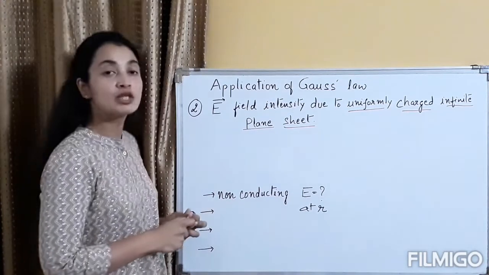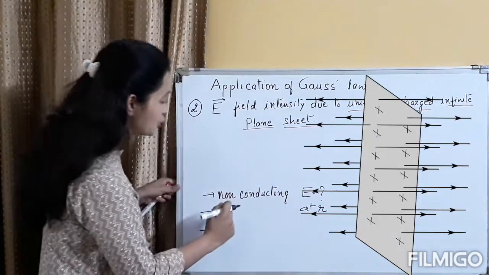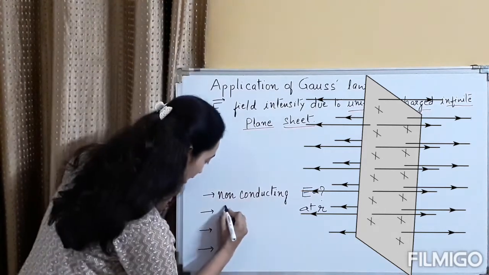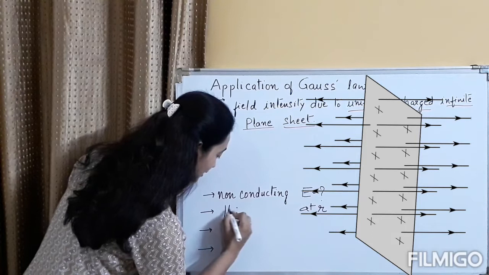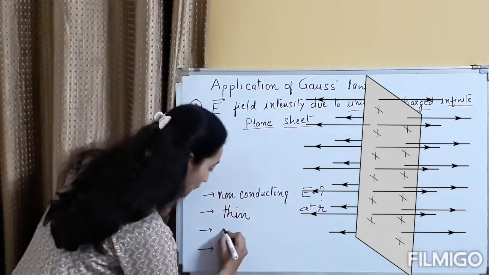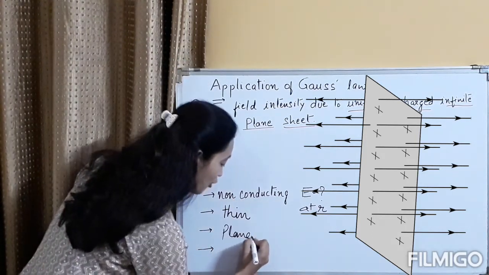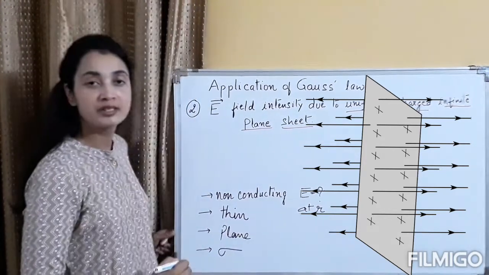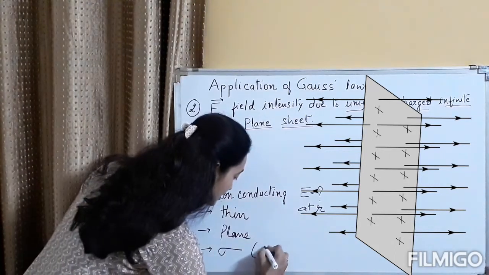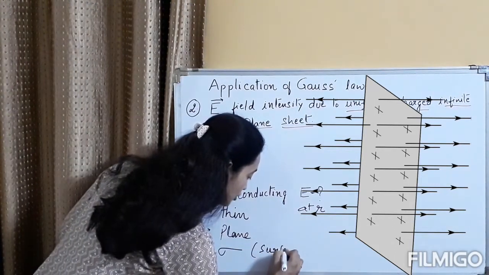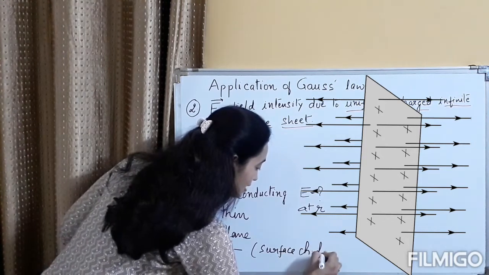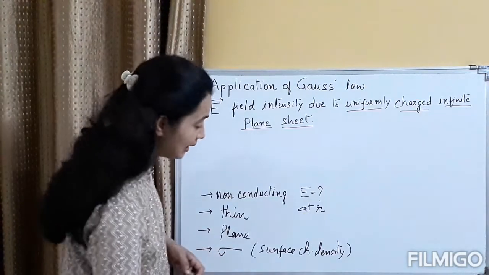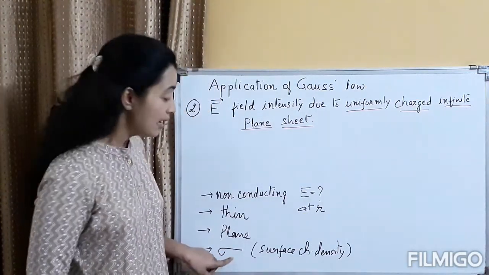So, can you see the plane sheet? What are the features you are able to recognize here? The plane sheet is non-conducting, very thin, and plane, meaning it is uniform in its thickness, and it has surface charge density sigma. What is surface charge density? It is the charge per unit area. It has surface charge density sigma.